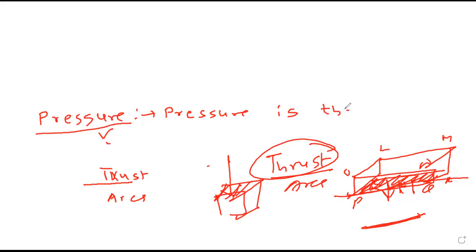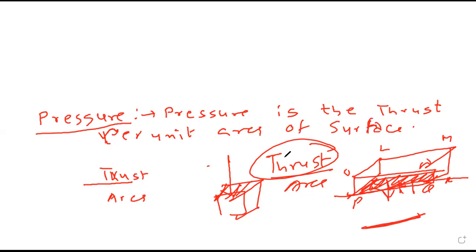So how will you write it in words? Not the formula, beta, in wording. Pressure is the thrust per unit area of the surface. Write properly, because the teacher will see the wording. If anything is not matching, she will say it is wrong. Pressure is the thrust per unit area of the surface.